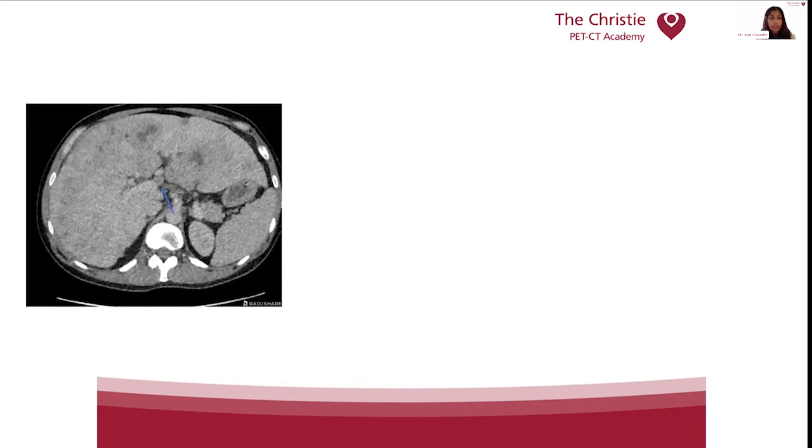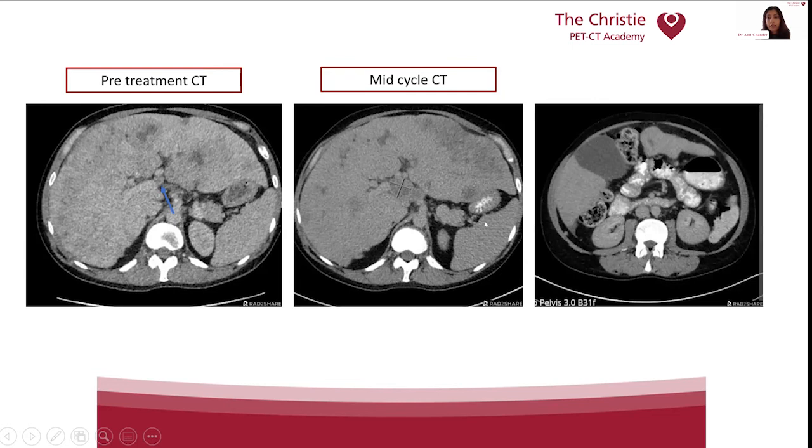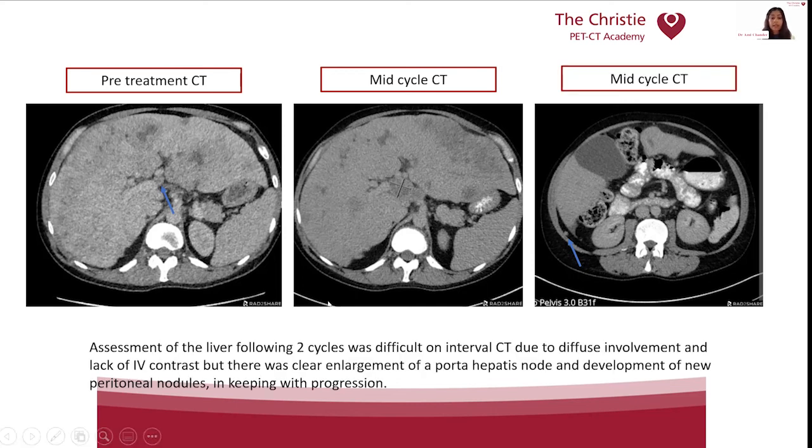So unfortunately, he progressed. On his pre-treatment CT, there was a node here at the portohepatic region, and that had clearly enlarged on the mid-cycle CT. And there was also new peritoneal disease. The liver was much more difficult to assess because this CT was performed without IV contrast, and the liver was so abnormal anyway that it was difficult to make a confident assessment about that, but extrahepatically he had progressed. So he was deriving no benefit from treatment, so it was stopped at that point.